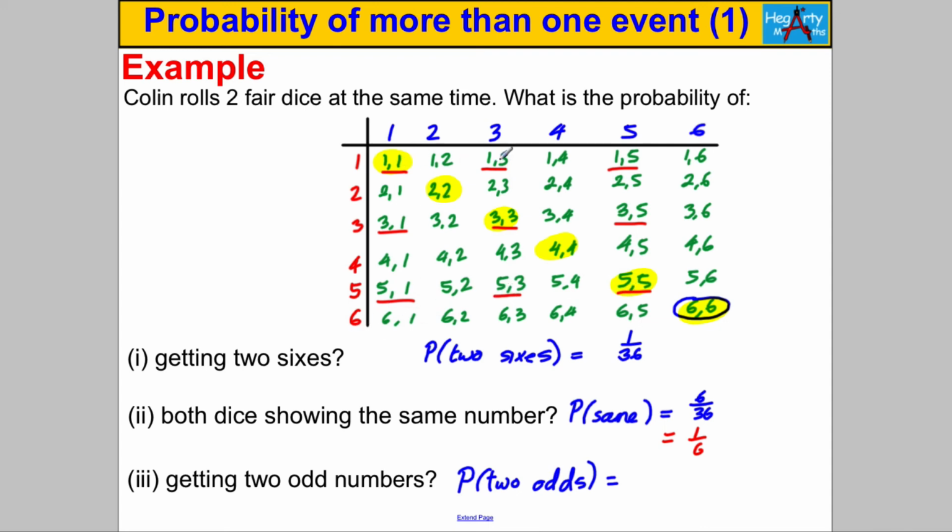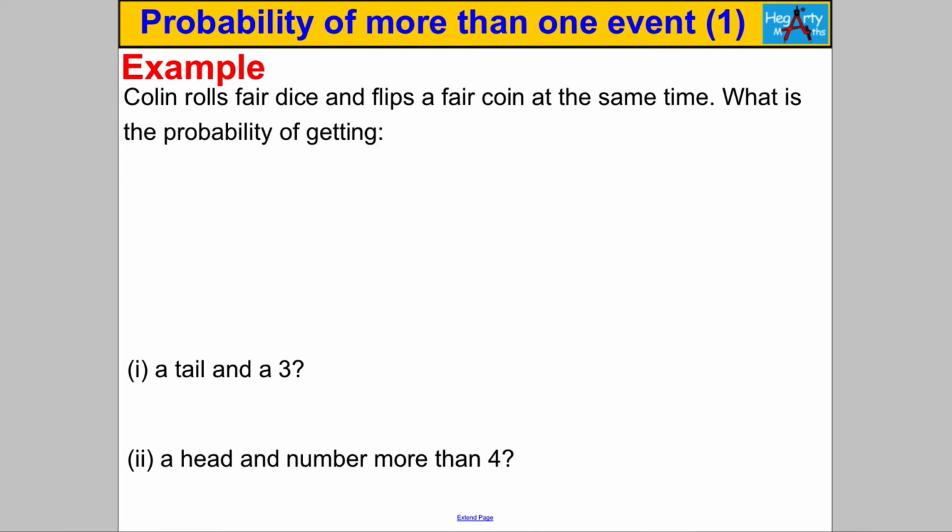So we've got 1, 2, 3, 4, 5, 6, 7, 8, 9. So the answer is going to be 9 out of a possible 36. And again, we can simplify the answer, divide top and bottom by 9, and we get the answer 1/4, and we're done. Right, next question. Pause the video, have a go at this.